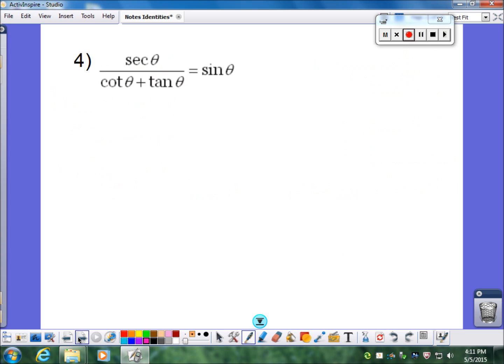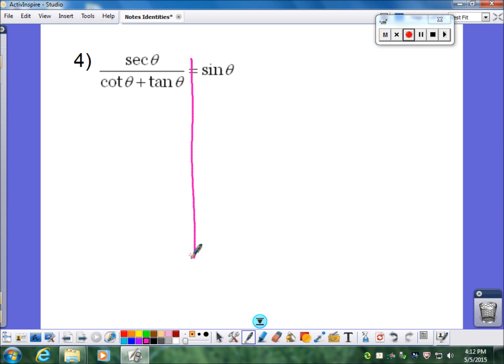Okay, let's look at the next one. All right, so which side is more complicated? Well, definitely the left side. And this is the one where I'm only going to be able to work with the right side. There's nothing I can do to sine of theta to turn it into the left side. So I'm going to be working at this right side only.